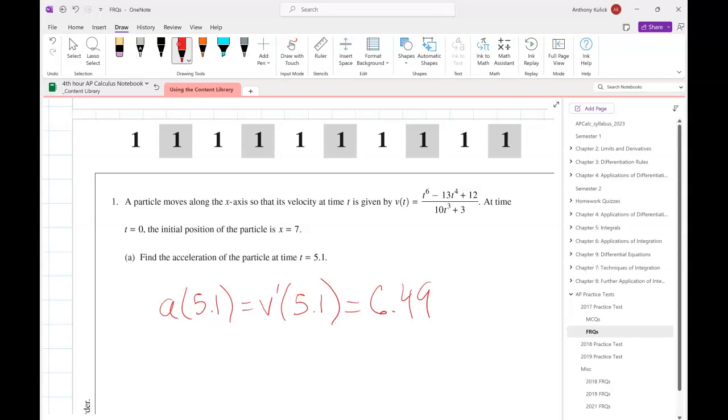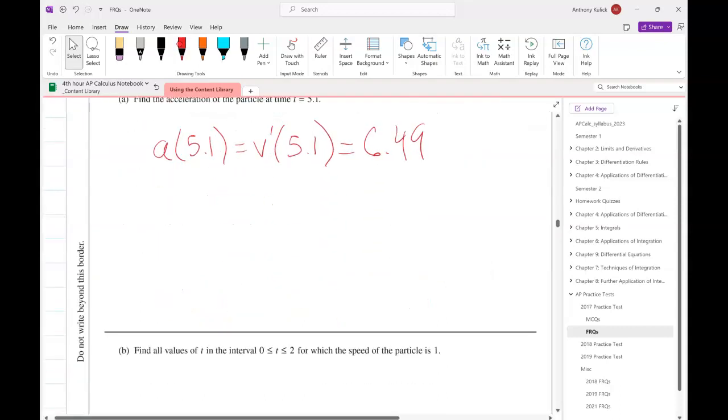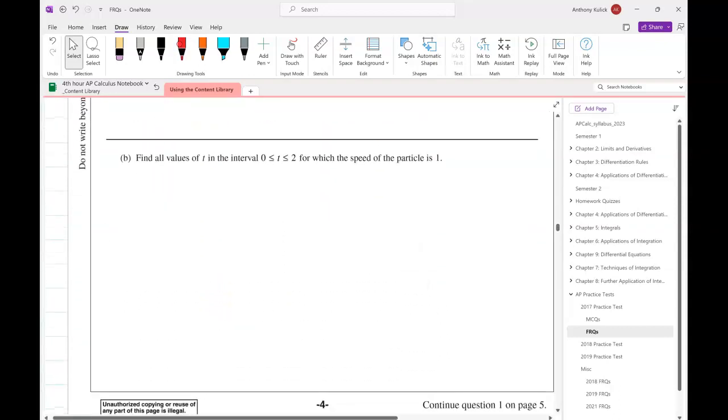Everybody good on this one, though? Use your calculator. On the calculator parts, use your calculator. All right. Part B says find all the values t in the interval from 0 to 2 for which the speed of the particle is 1.